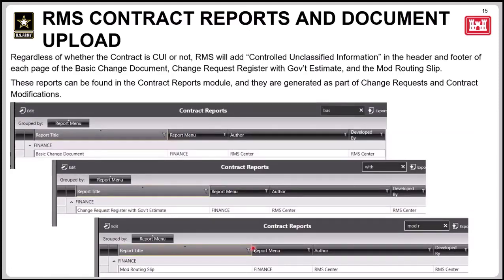So there are some reports that are going to be considered controlled unclassified information no matter what. So regardless of a contract's CUI status, the basic change document, or BCD, the change request register with government estimate, and the mod routing slip reports will always contain the controlled unclassified information header and footer. These reports can be found in the contract reports module, and they are also generated as part of change requests and contract modifications.